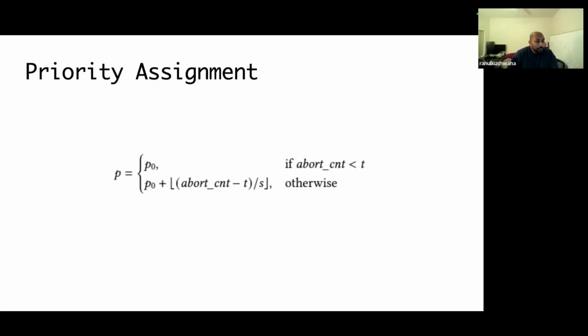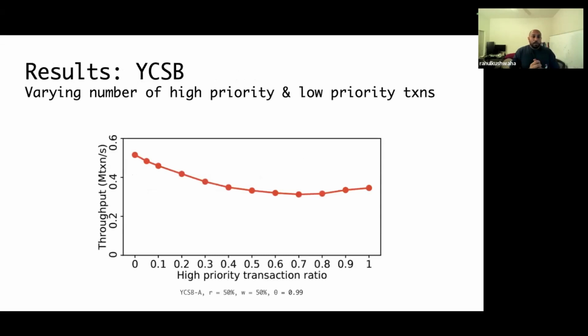And anytime the number increases from the initial number, they make sure the abort count is counted in calculating the newer priority. For example, after 8 aborts, for every 3 aborts, we'll increment the priority by 1. So this is how they calculate the priority in this algorithm. So this is the whole algorithm, and we'll go over some of the results that they presented.